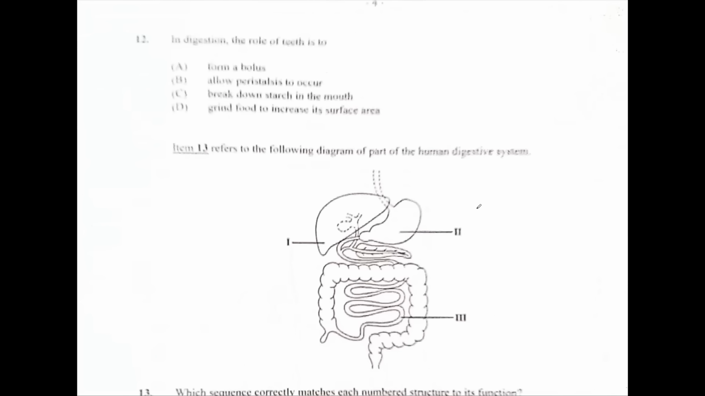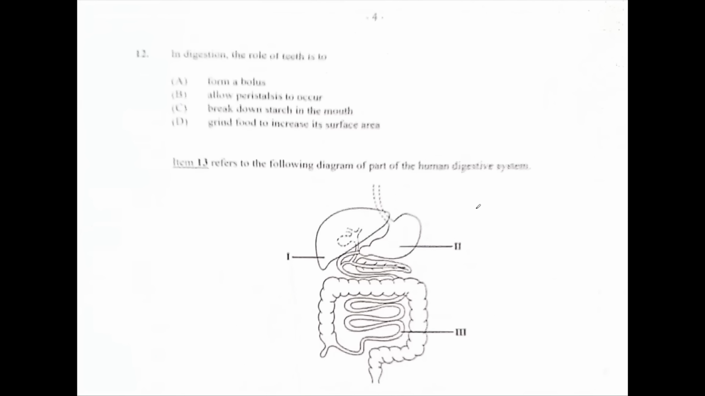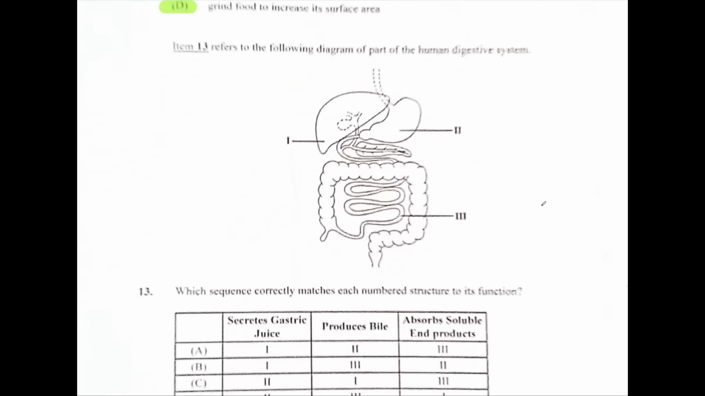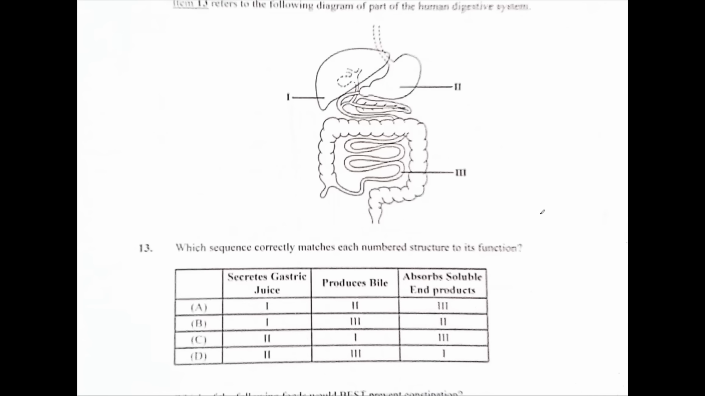Question 12, in digestion, the role of teeth is to do what? It's to grind food, to mash up food, to break down food. It's physical or mechanical digestion, right? That's what it's doing. So grind food to increase its surface area. B for 12.